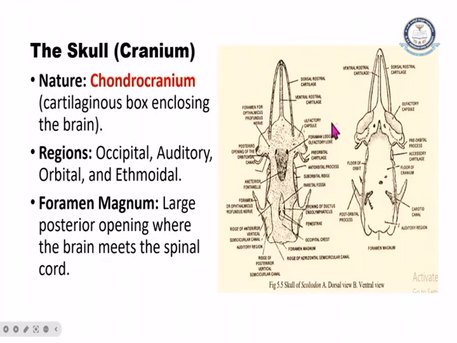Coming to the skull, the skull is the cranium or brain box. This is the chondrocranium, made up of cartilage. Chondro means cartilage, and cranium means brain-related or skull. So, the chondrocranium is a cartilaginous box enclosing the brain. Its regions are occipital, auditory, orbital and ethmoidal. These are the regions of the skull. The foramen magnum is a large posterior opening where the brain meets the spinal cord.